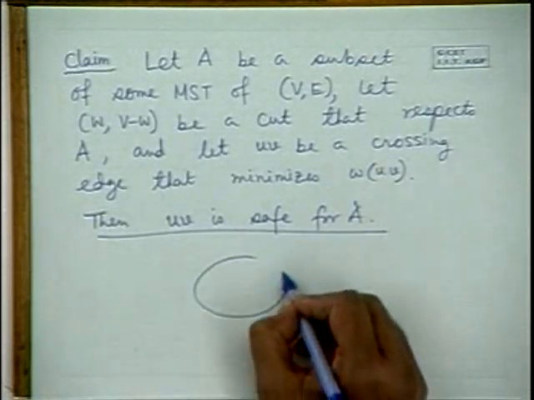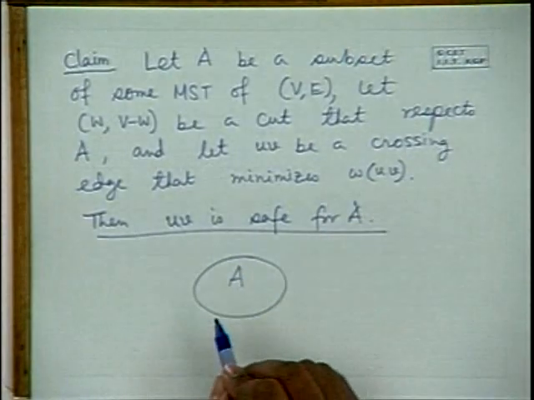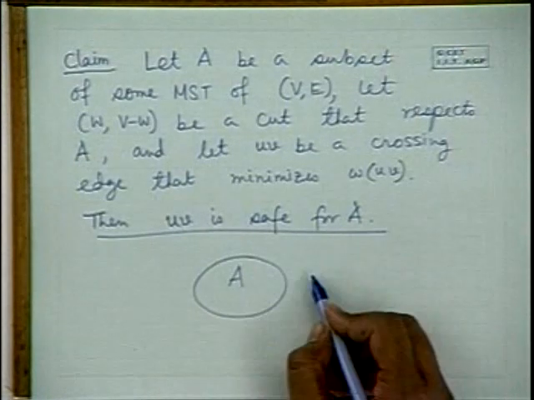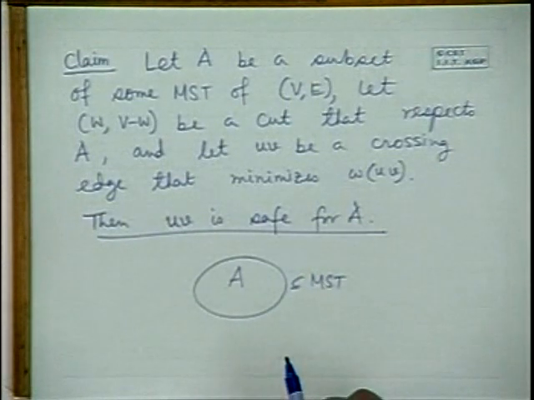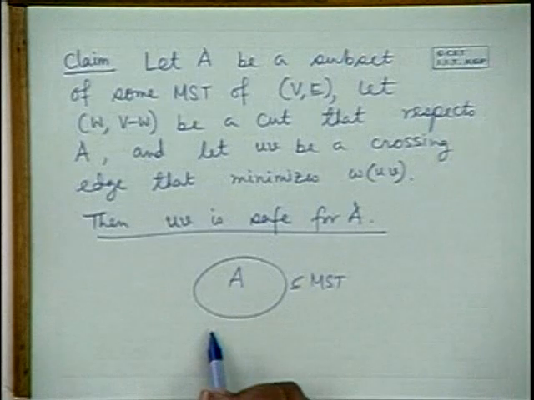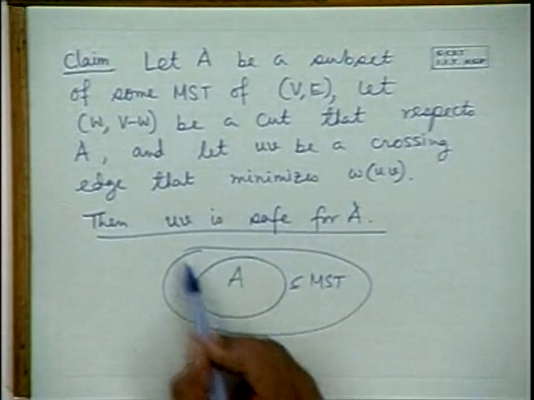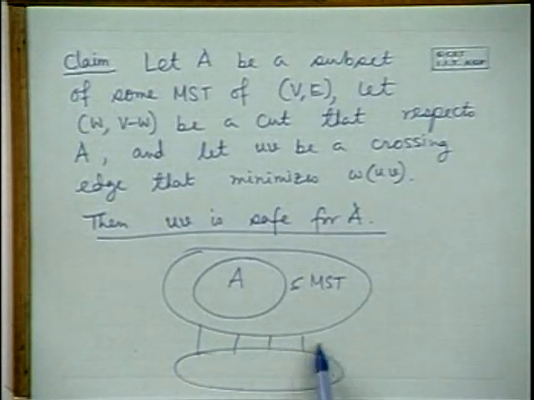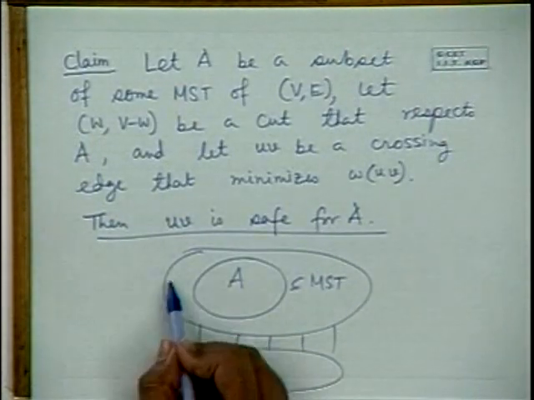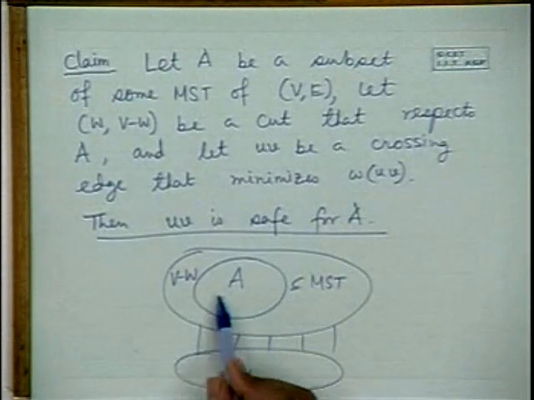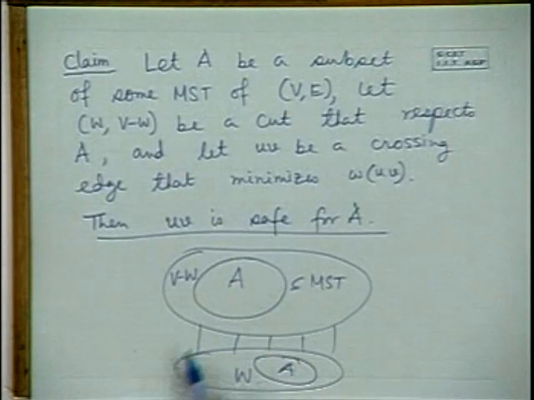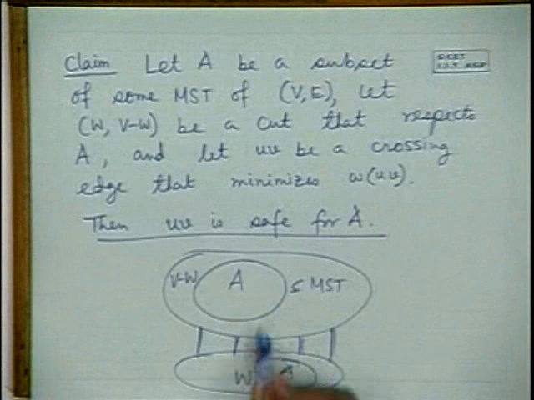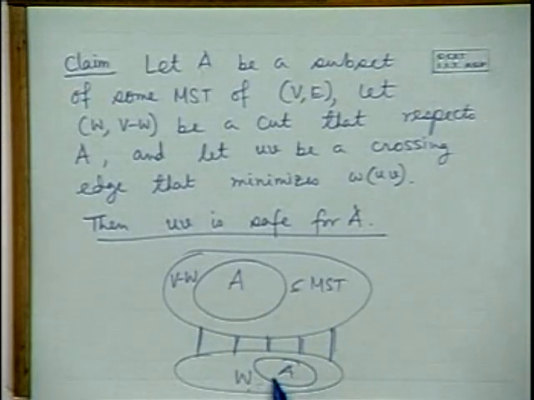Suppose A is a subset of the edges which is a subset of some MST. So it belongs to some MST we know. Now you take a cut which respects this A. Maybe the cut is something like this. There are edges like this. This is W, probably this is V minus W. It may be that some part of A also belongs to here, so here also it may be A. But there is no edge of A between the two partitions, because this cut respects A. That's the definition of respect.